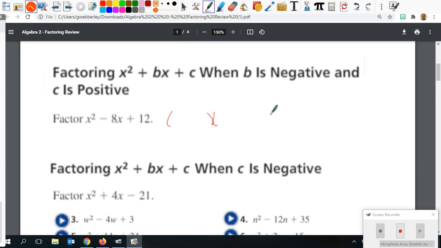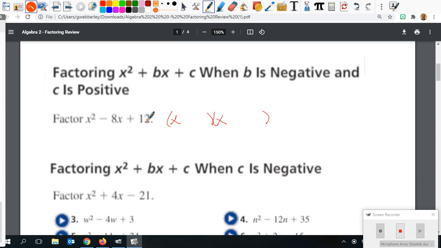So it starts like this again. X is our variable, so x and x would just go up front here. And now we ask ourselves the question, what two numbers will multiply to give us 12 that will add to give us an 8? So does 1 and 12 work here? 1 times 12 is 12. Does 1 and 12 add to 8? No, 1 and 12 does not work.